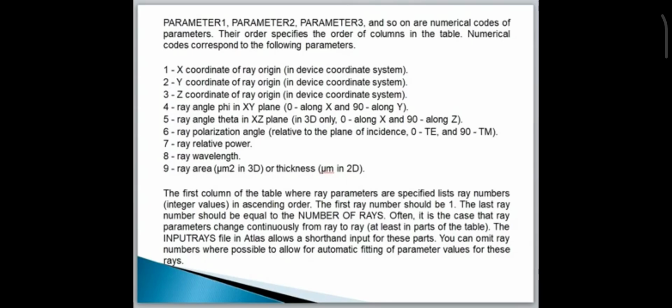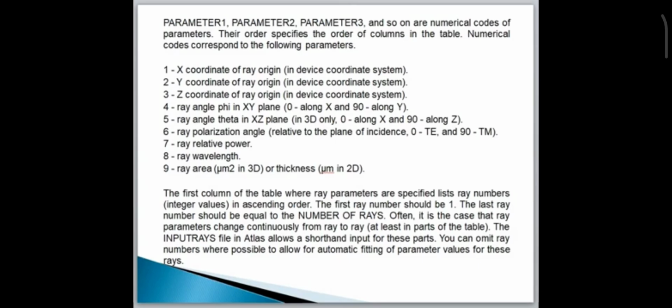Parameter 1, 2, 3 and so on are the numerical codes of the parameters. Their order specifies the order of the columns in the table. Numerical codes correspond to the following parameters. The first one is the x coordinate of the ray origin in the device coordinate system. The second one is the y coordinate of the ray origin, and the third one is the z coordinate of the ray origin. The fourth one is the ray angle phi in the xy plane, either 0 for the x-axis or 90 for the y-axis.